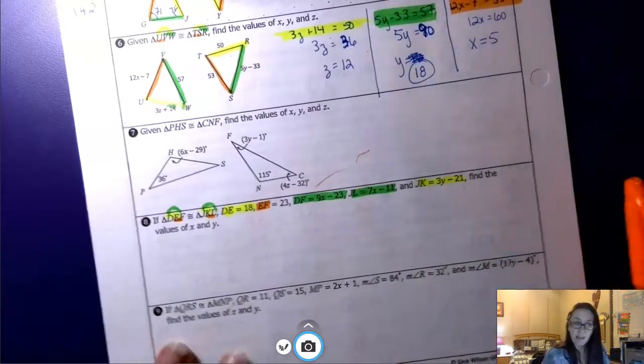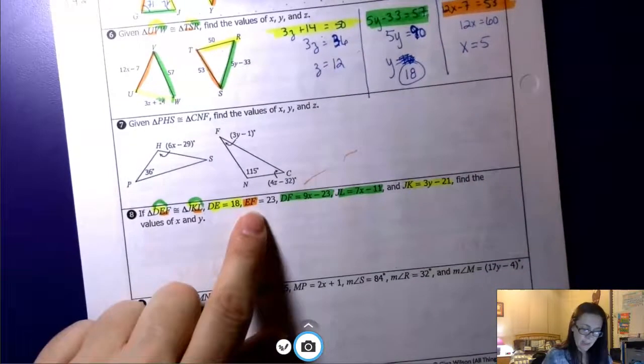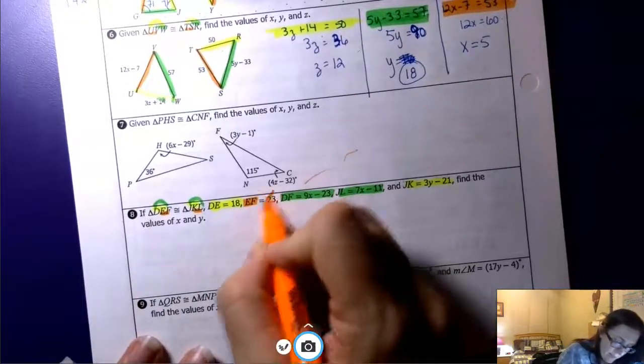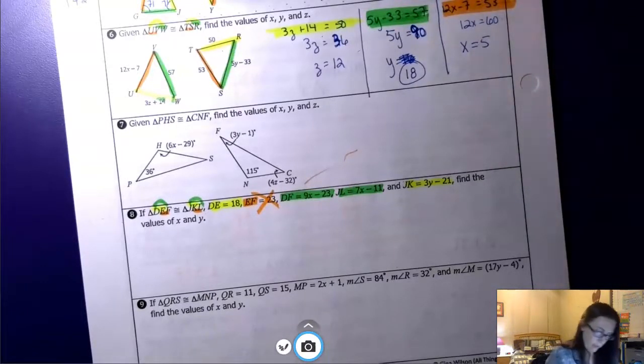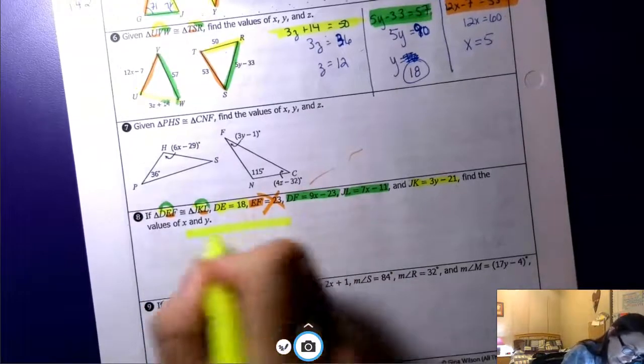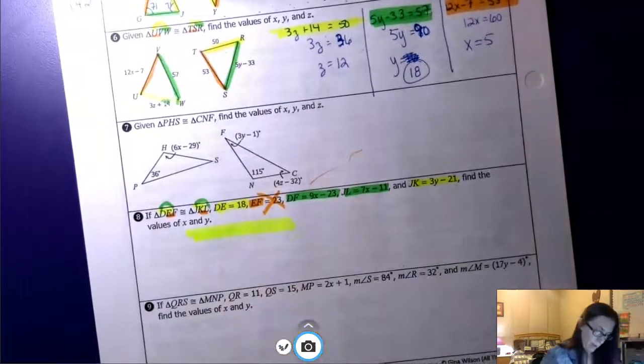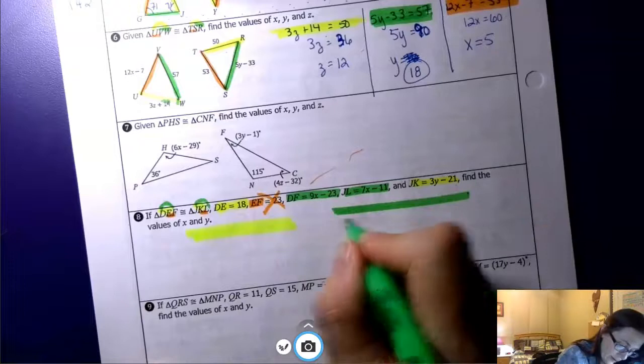So when I highlight these and I see what matches, EF doesn't have one. I'm not going to use that 23. It doesn't have a match. So I can solve the other two. Let's go ahead and solve the yellow first over here. And I'll solve the green second over here.